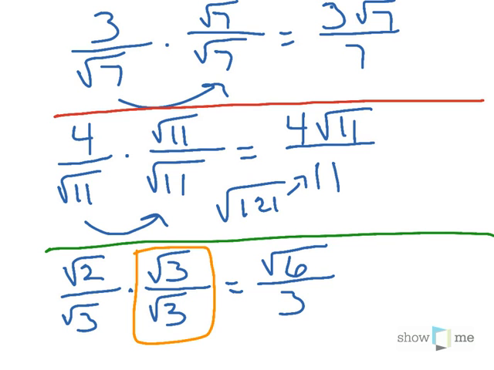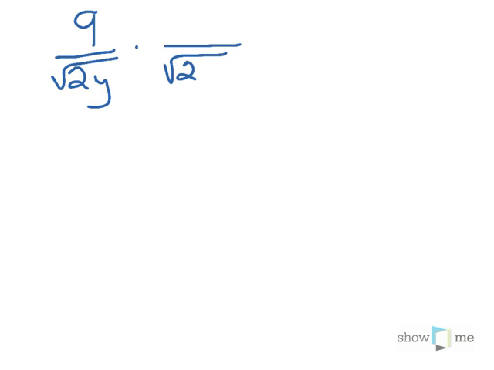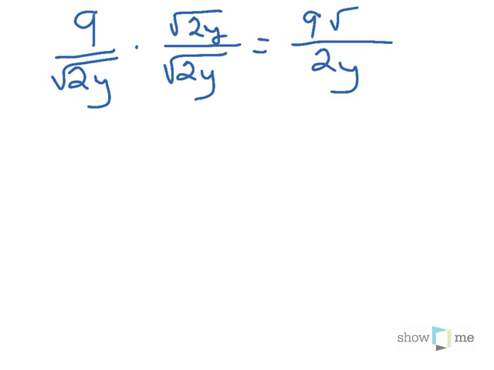Alright, I want to do a few more examples, so I'm going to clear my whiteboard here. I have 9 over the square root of 2y. I want to multiply this radical on the bottom times itself. Multiply times the radical expression on the bottom. Same thing on the top. This is a fraction rule. Same thing on the top and the bottom. On the bottom, the square root of 2y times the square root of 2y is going to multiply out, and you're just going to get 2y. On the top, the outside is 9. The inside is square root of 2y. And this is rationalized.